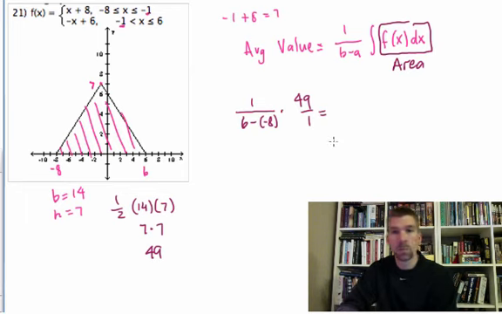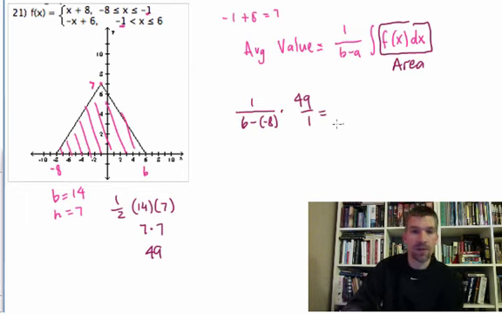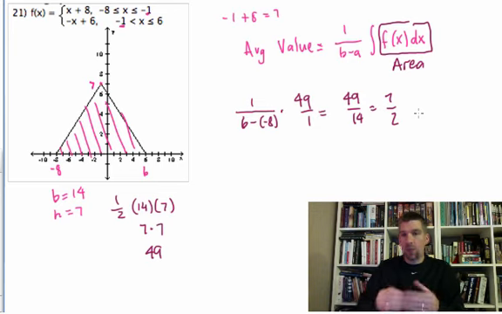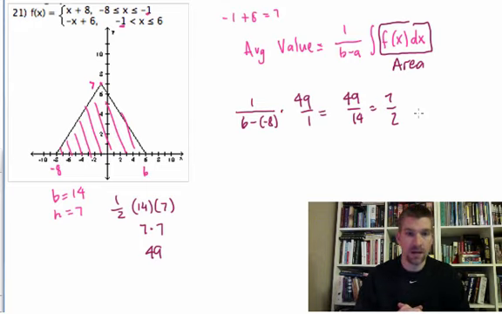All right. And now just multiply this out. This is going to end up being 49 over 14, which is the same thing as 7 over 2. And both of these answers would be correct, 49 over 14 and 7 over 2. But again, average value is 1 divided by how wide your base is, times the area under the curve.